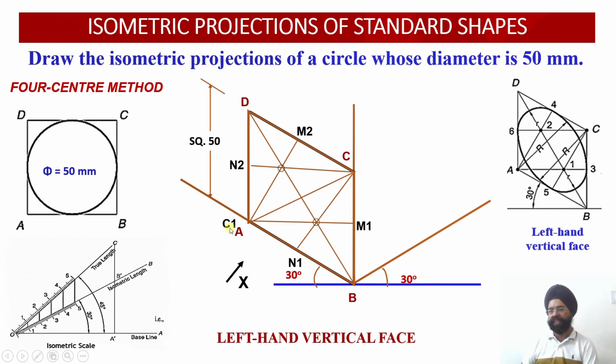Please check, this is my first center. So I'll keep my needle of the compass over here. I'll open the compass equal to AM1 or equal to AM2. So the radius will be the same. I'll keep my needle of the compass here, open compass this much, and draw a perfect arc between M1 and M2, joining A with M1 to M2 over here. This is my first center.